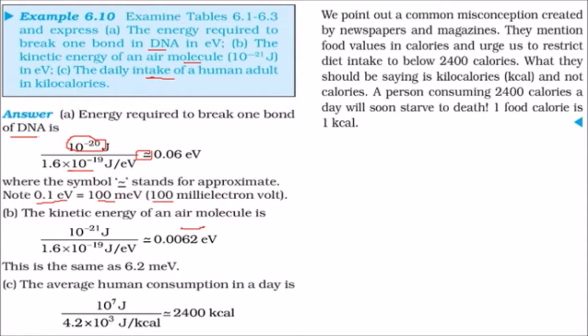For the air molecule, again we'll go to the table. This is the value, divided by 1.6 × 10⁻¹⁹, which is the conversion from joule to electron volt. You get this value. The average human consumption is again about 10⁷, and this is the conversion between kilocalorie and joule. So this is just a way of representing energy in different forms.